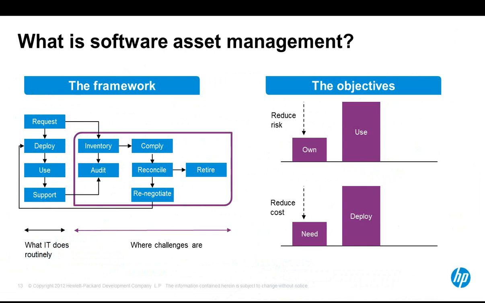Almost every IT department has some form of SAM in place. There are very often wide gaps. This is what I put in a purple frame. There are things that are easier for IT to do routinely, and there is stuff where definitely challenges are. Well, if activities which are in this purple box are not regularly done, that will really prevent the organization from attaining the objectives of reducing risk and cost.